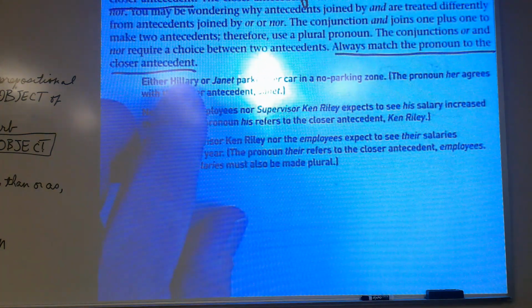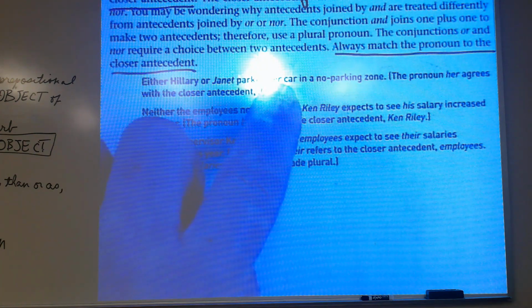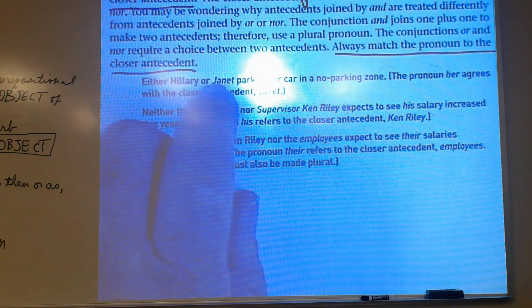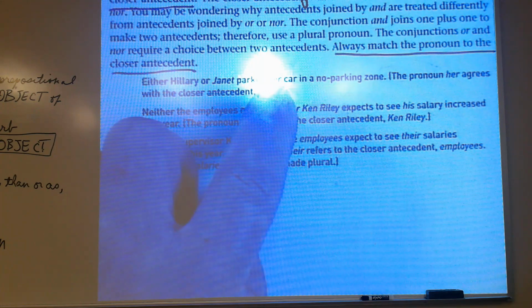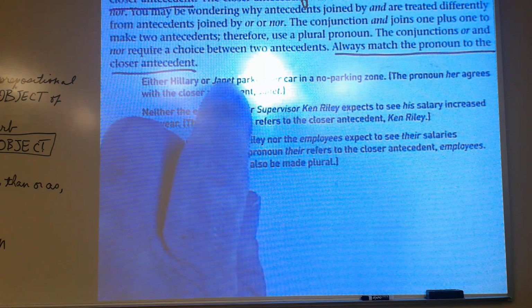So either Hillary or Janet, so Janet's the one we're going to refer to, parked her car. Singular pronoun referring to the one that's closest, which is Janet, and we use a feminine pronoun because Janet is female.